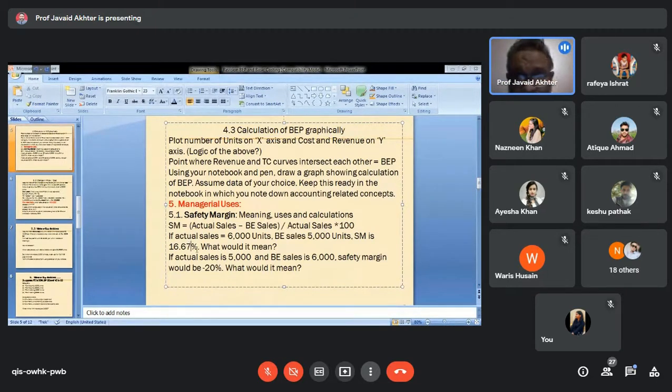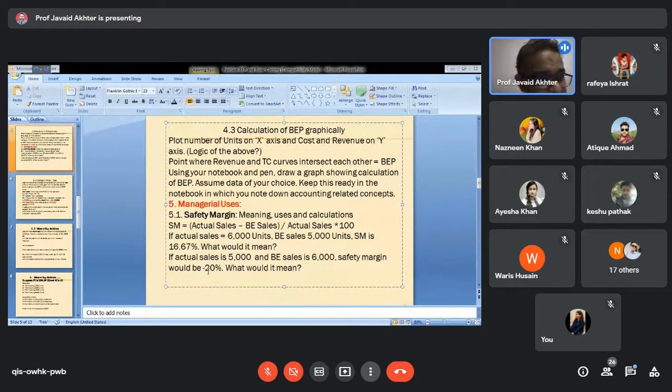Now, because you are taking the difference between these two figures, it could be negative also. Suppose the data is reversed. Your actual sales is 5,000 and break-even sales is 6,000. Again, use the same formula. Your answer will be minus 20%. If it is minus 20%, how do you interpret?